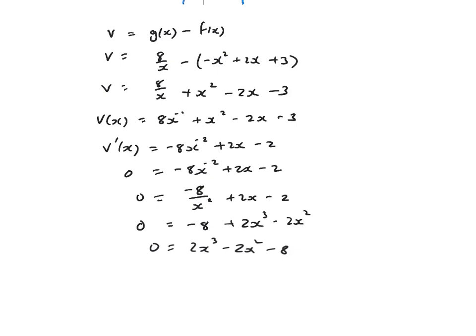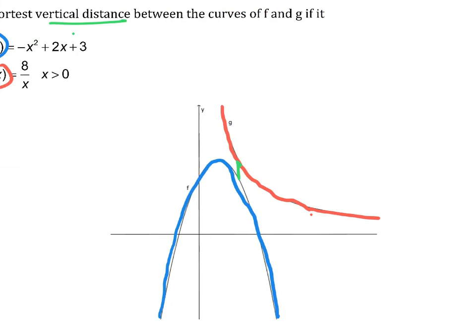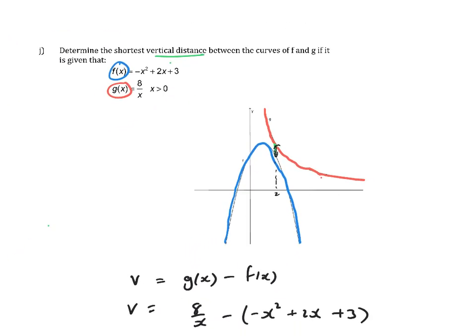You can see that if x is equal to 2, your remainder there would be 0. So x is equal to 2. The other solutions are non-real, so that's the only real solution possible there. So at the point when x is equal to 2, the distance between those two graphs will be at a minimum.